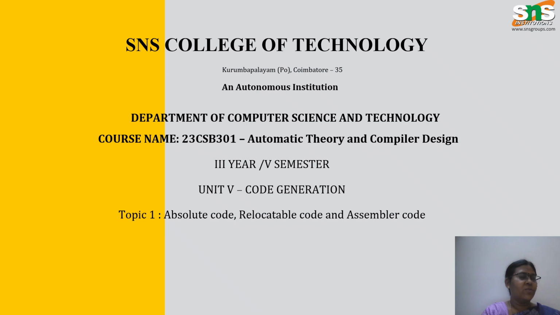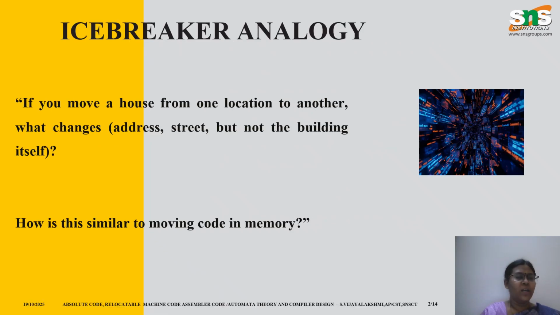Now we are going to discuss absolute code, relocatable code, and assembler code under the subject Automata Theory and Compiler Design. Now let us imagine a small thought experiment. You are moving your house into a new city. If you move a house from one location to another, what changes? Address or walls or furniture or rooms? The rooms, furniture, and walls remain the same, but only the address will change.